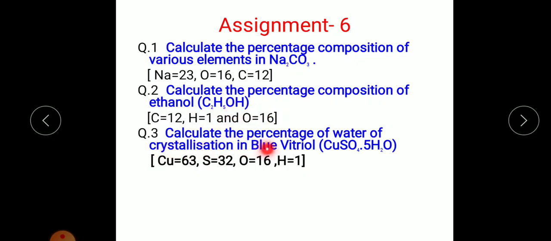Question number 3: calculate the percentage of water of crystallization in blue vitriol, that is CuSO4.5H2O. That means in this you have to find only the percentage of these 5 molecules of water. So this is today's assignment. The 2 questions that I gave you yesterday in the numerical form, based on the volume, you can add over here and send it to me. A link will be provided to you again where you need to submit today's assignment 6. So complete this and send it over there.